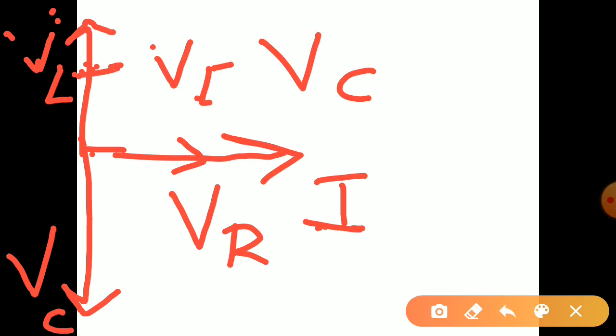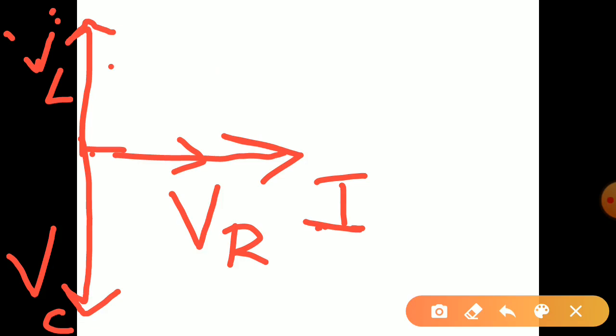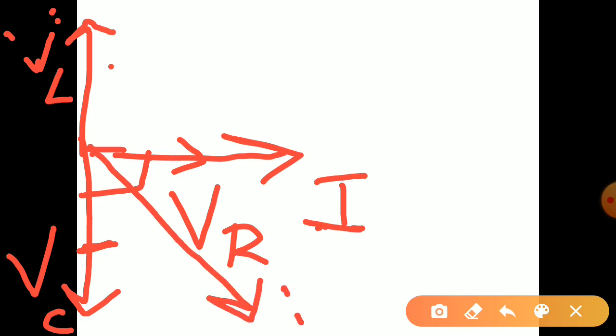If we talk about a capacitive circuit, then we can have at this side VC minus VL, that is VC voltage will be greater than VL, and we will have the phasor at this part of the graph. If we plot the vector sum of voltage for VC minus VL and VR, then we can have voltage somewhere here with an angle of phi.